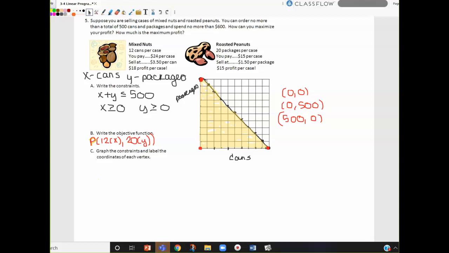And then my profit is 18x plus 15y, where when I look at my x and y, I'm going to divide each of those numbers by that 12 and 20 to get them more logical. So if I sell no cans or no packages, how much money will I make? Nothing. If I sell only roasted peanuts or only cans, so sorry, that should be divided by your 20, not multiplied by 20.